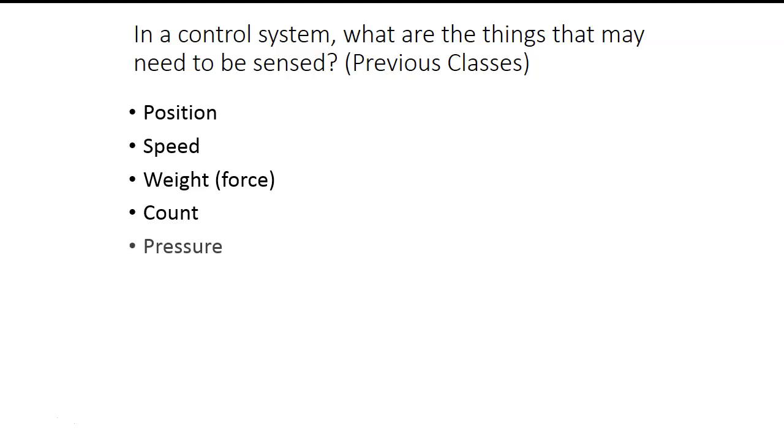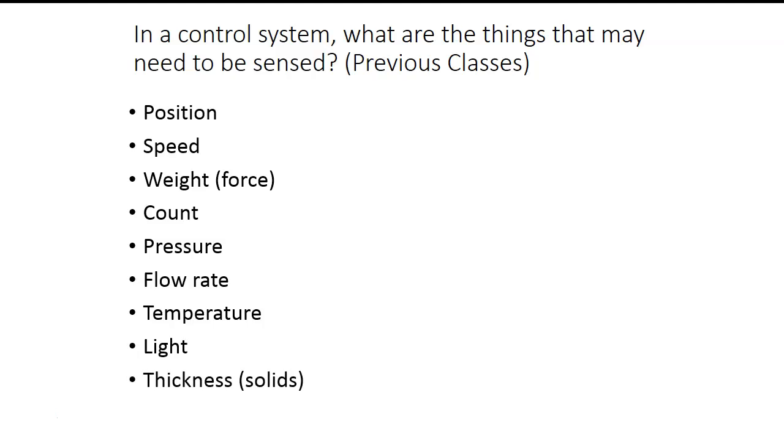So this is what our classes usually come up with. Position, speed, weight, count. Nobody brought up count. Pressure. Nobody brought up pressure. Flow rate. Flow sensors. Temperature. That was brought up. Light. Thickness, how thick something is.